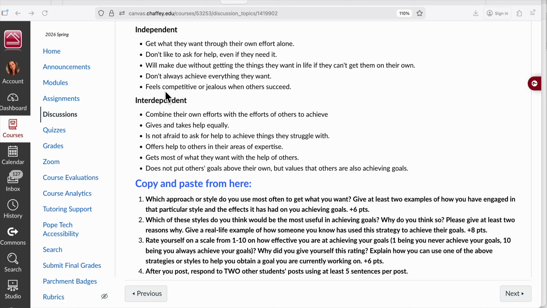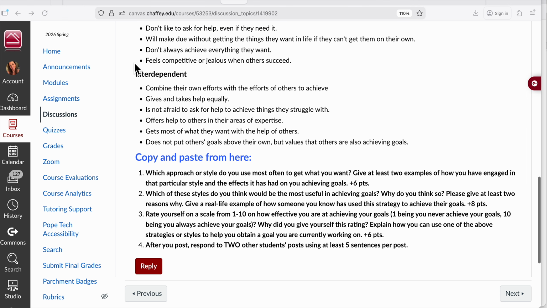This is the way that a lot of people fail to achieve their goals, because they are incapable of maybe doing it without getting help, but they're afraid to get the help that they need. If they can't figure it out on their own, they just don't get it and they kind of just live with that. And so for that reason, they don't always achieve everything that they want. And sometimes they can feel competitive or jealous when other people succeed, especially in areas that they want for themselves, but they haven't been able to get on their own.